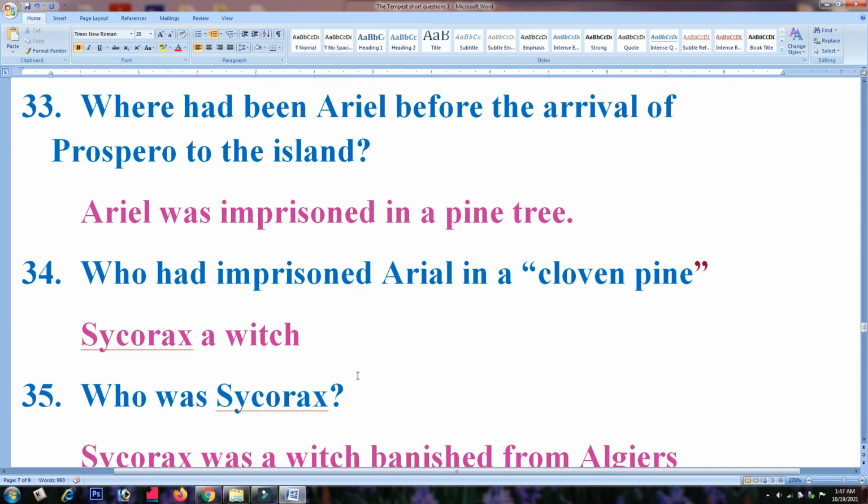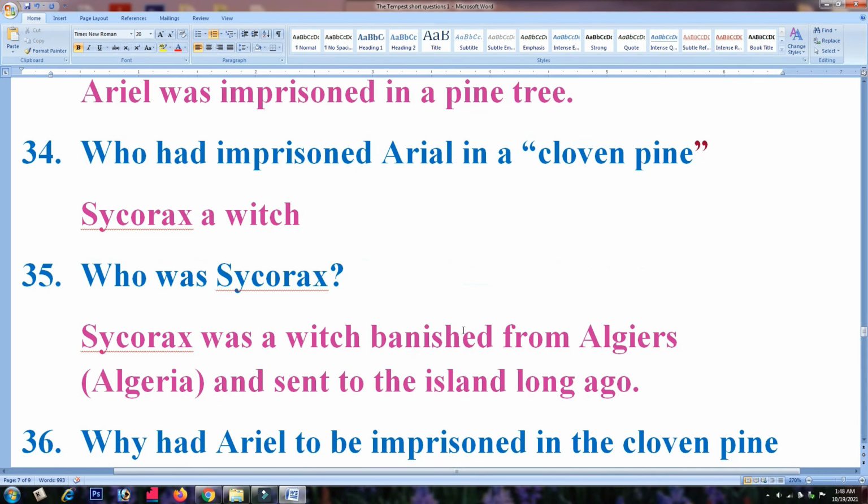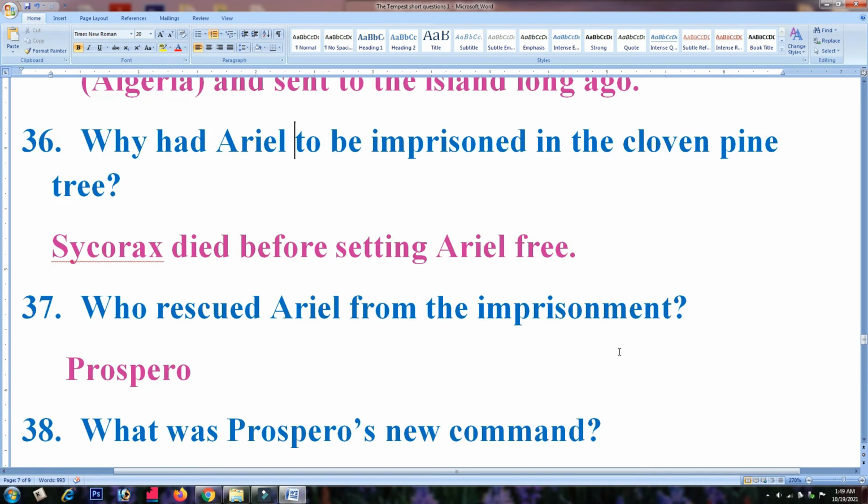Where had Ariel been before the arrival of Prospero to the island? Ariel was imprisoned in a pine tree. Who had imprisoned Ariel in a cloven pine? Sycorax, a witch. Who was Sycorax? Sycorax was a witch banished from Algiers and sent to the island long ago. Why did Ariel have to be imprisoned in the cloven pine tree? Sycorax died before setting Ariel free.